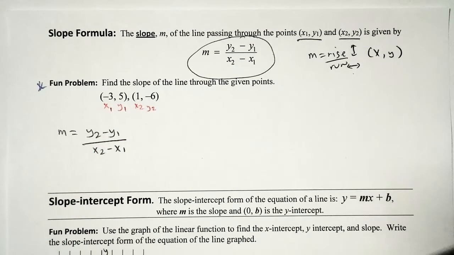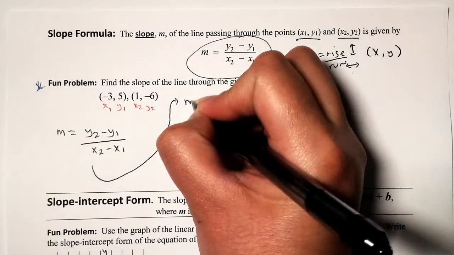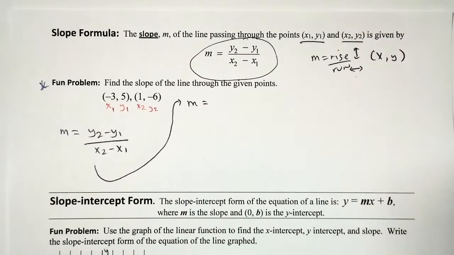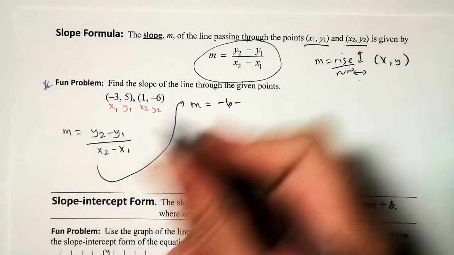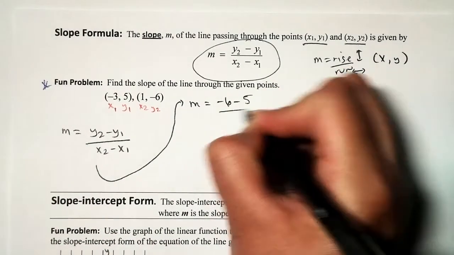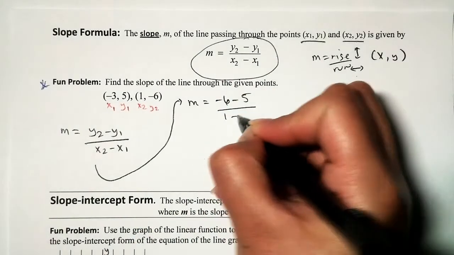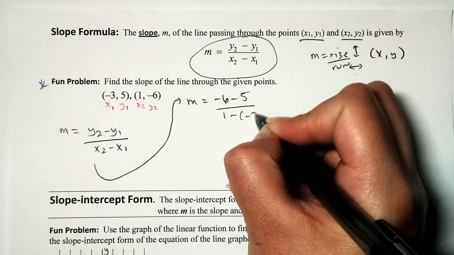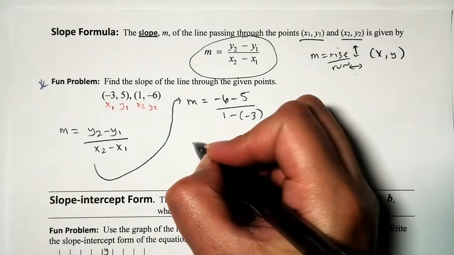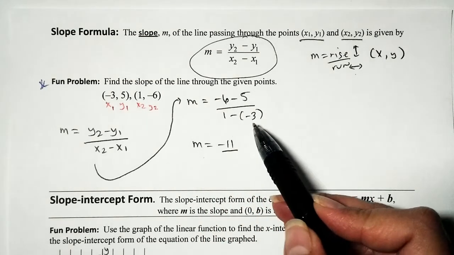Now we got to plug and chug. Oh, I ran out of space. I should have given myself more space. So that will give us m equals y2 minus y1. So that will give us -6 minus y1, or the other y of 5, over x2 minus x1. So that will give us 1 minus the other x value of -3. We got this. Difference of negative 6 and 5 will give us negative 11. Difference of 1 and negative 3 will give us 4.